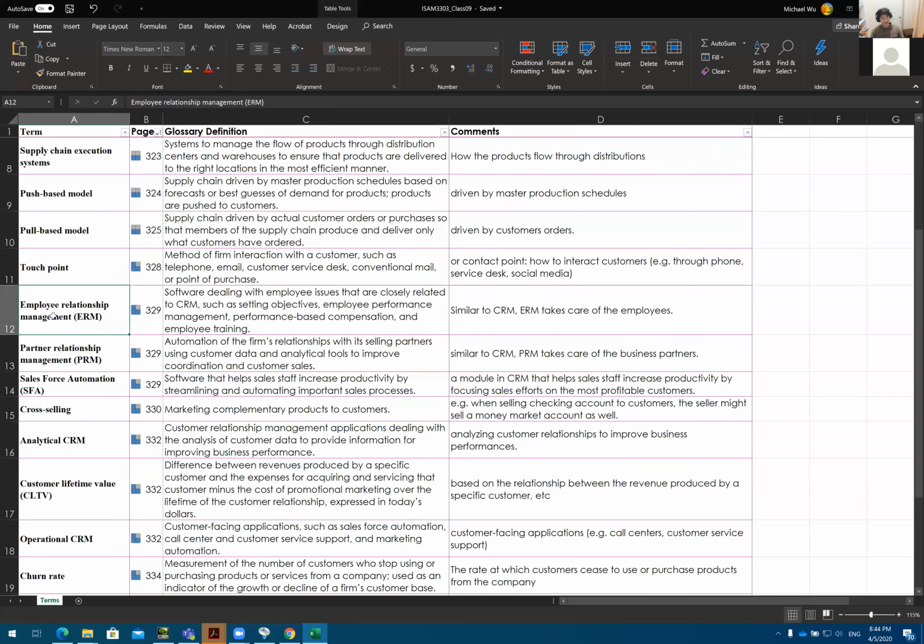Then we have something called ERM, which is for the employees, right? This one is how the software takes care of the employees. Usually a web portal. I can show you that later. Then we have PRM, which is partner relationship management, which is software that takes care of the business partners. A lot of times an organization could have other partners that build a product or services.